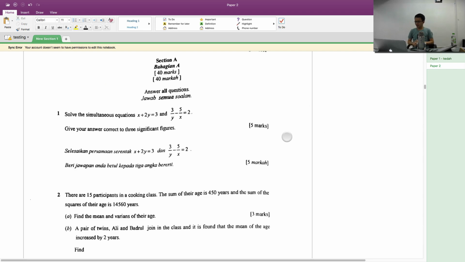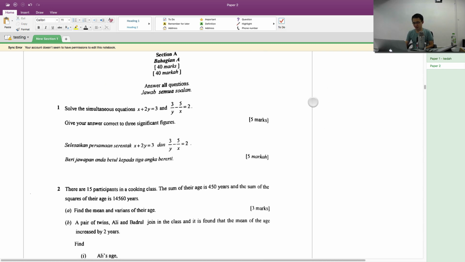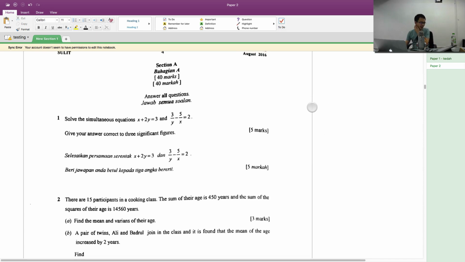Alright, so I'm back here. We'll start to discuss paper 2. I don't think we are able to finish the whole paper 2, so I will discuss as many questions as possible. So let's start from the first question. The first question is just a simultaneous equation. So I will do it real fast.